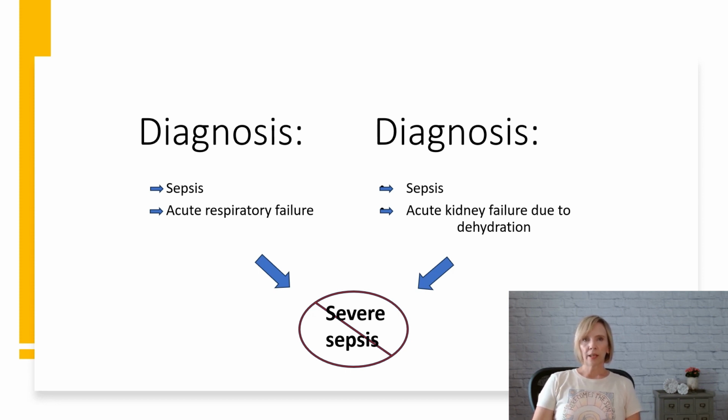Or if the patient is diagnosed with sepsis and acute kidney failure documented to be due to dehydration, we do not assign a code for severe sepsis because the physician said the acute kidney failure had a different cause other than the sepsis. If the documentation is not clear whether or not an acute organ dysfunction is related to the sepsis or another medical condition, the physician should be queried for clarification.